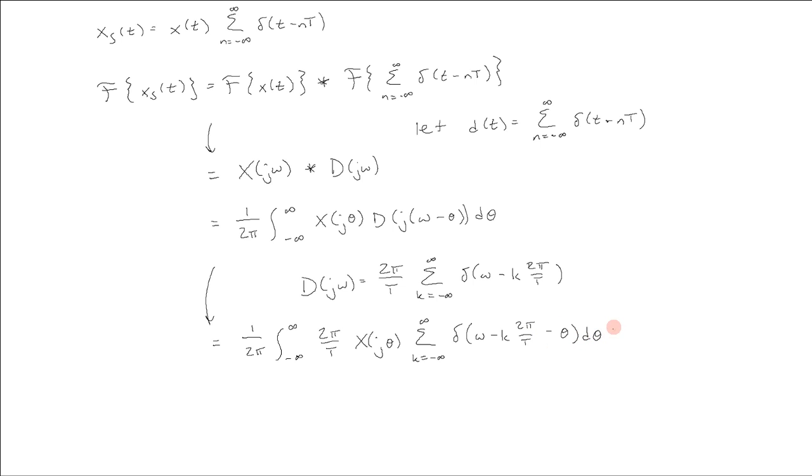dθ. And without actually explicitly evaluating this integral, we know that the convolution of a signal and a delta function shifts the signal to the location of the delta function. Therefore, we know that this is just going to be the frequency response of X shifted to each one of these delta function locations. So that's just going to be all of the X's that are shifted to integer multiples of 2π over T.